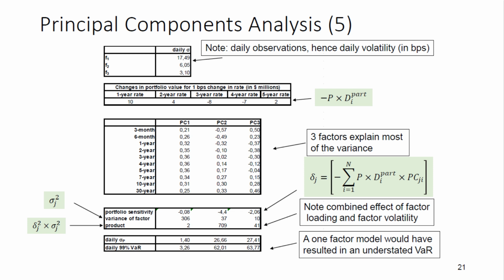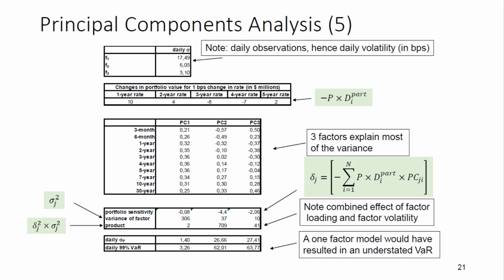It's the combination of being sensitive to an effect and of the extent to which the effect could occur. And that's why we take the variances of the factors as a measure for an extreme movement. We see that the variance for the first factor clearly is dominating. It's a much larger factor, so the variance is 306. Whereas for the second factor, for the rotation, the variance is only 37. For the third factor, it's 10.